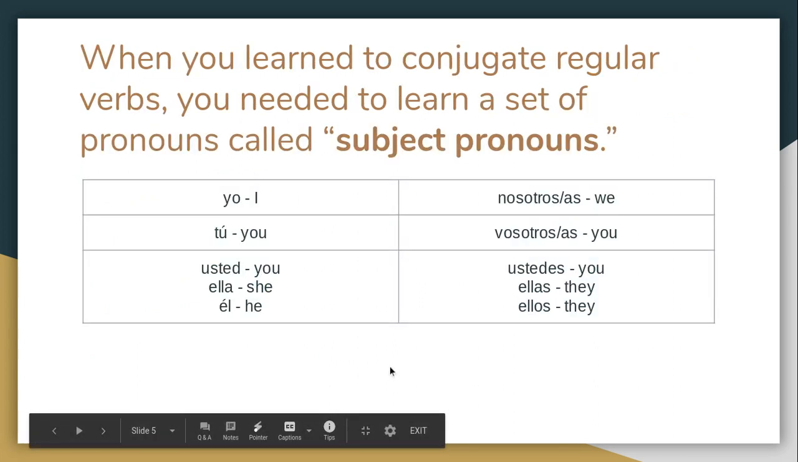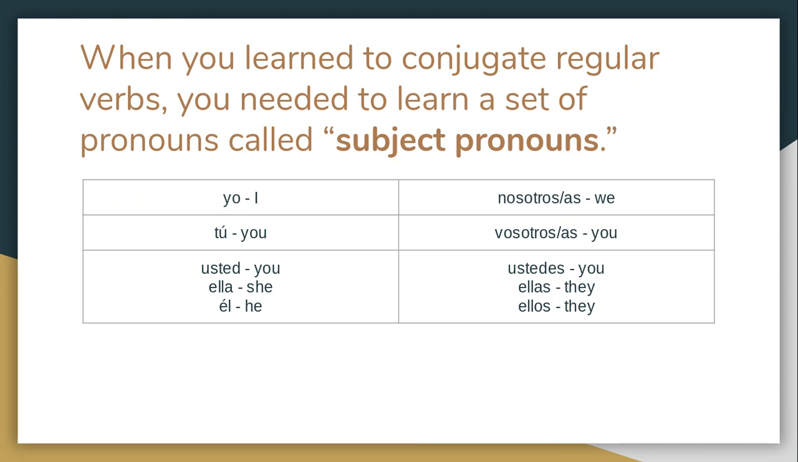When you learned to conjugate regular verbs, you needed to learn a set of pronouns called subject pronouns. And you know these really well. They are in Spanish, yo, tú, usted, ella, él, nosotros or nosotras, vosotros or vosotras, ustedes, ellas, and ellos.